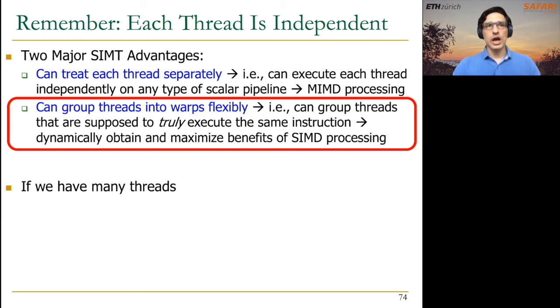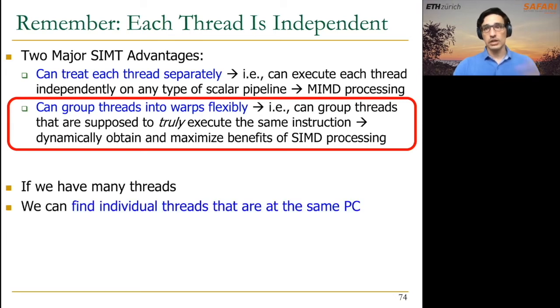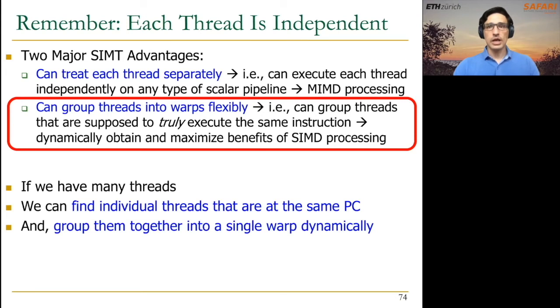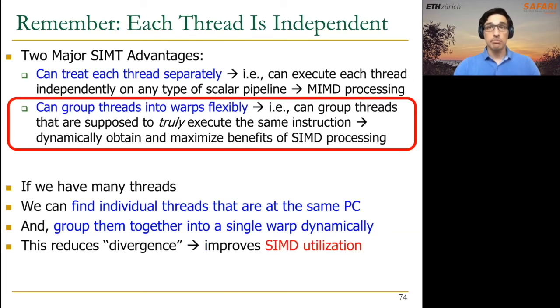We assume that we have many threads, and when we are programming the code, we can treat threads in an independent manner. Some of them will be at the same PC, and they will be in the same warp. At some point, we are going to be able to create warps dynamically, as we will see in the next slide. This is a way of reducing the divergence and improving an important metric, which is the SIMD utilization.